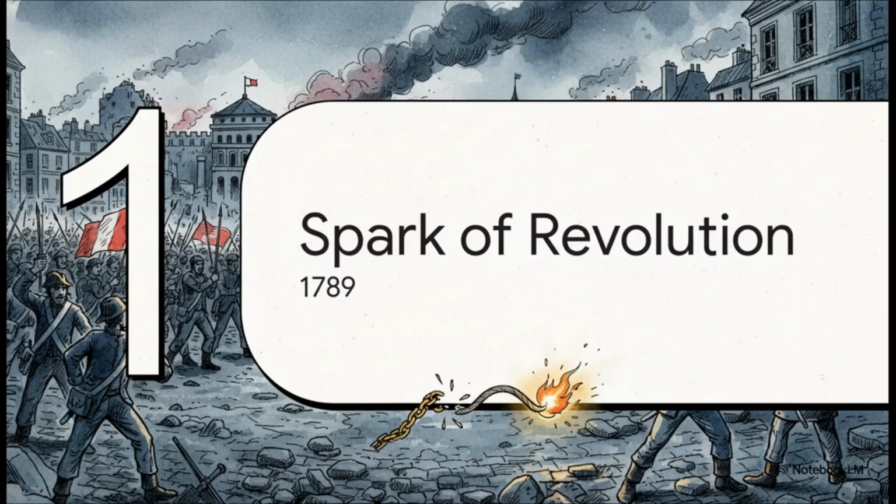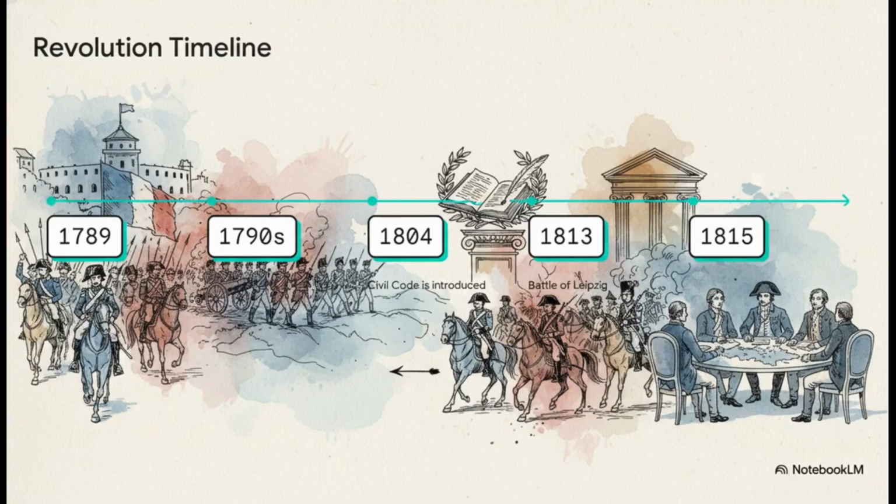Our next topic is the spark of the revolution. It's 1789, and honestly, the world is just about to change forever. Now, to really grasp the sheer scale of what we're talking about, we need to anchor ourselves in this timeline. Everything kicks off, as you know, in 1789 with the French Revolution itself. Then, by the 1790s, French armies are actively moving out across Europe. Fast forward to 1804, and a massive legal shift happens when the Civil Code is introduced.